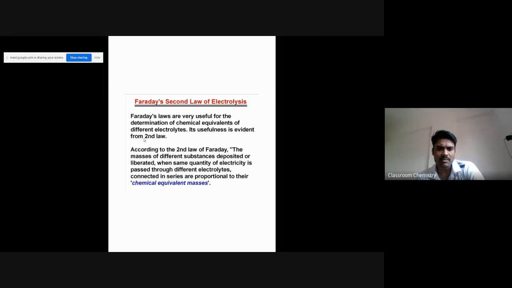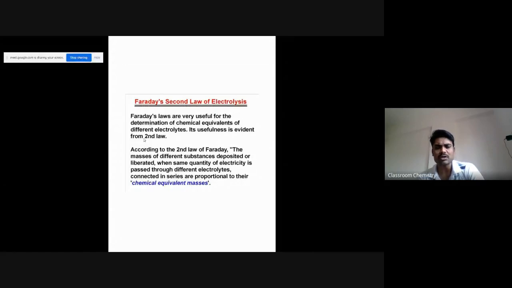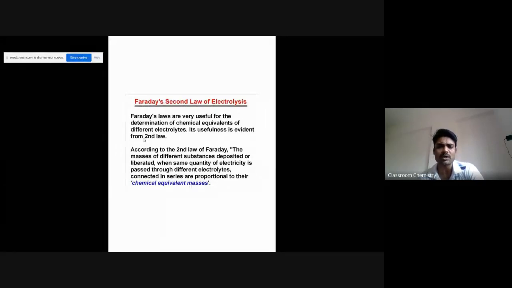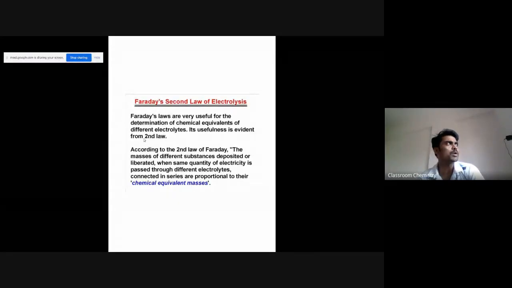According to the second law, the mass of different substances deposited or liberated. Up to this stage, we focused on the mass of only one substance. But in the second law, we see the mass of different substances deposited or liberated when the same quantity of electricity passes through different electrolytes. If we take three types of electrolyte and pass 1 ampere of current through all three electrolytic solutions, the mass of different substances deposited or liberated when the same quantity of electricity is passed through different electrolytes connected in series is proportional to their chemical equivalent masses.